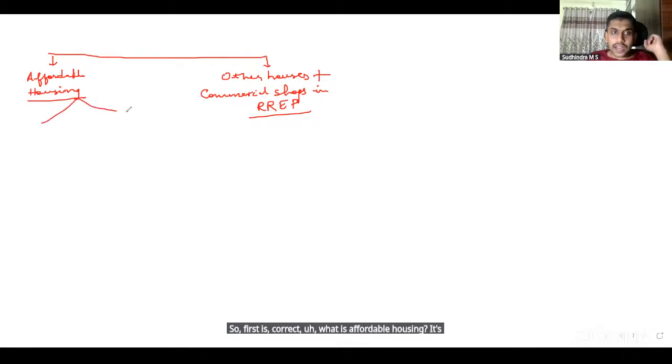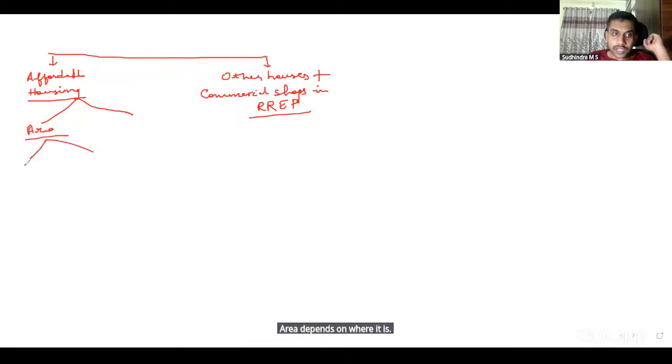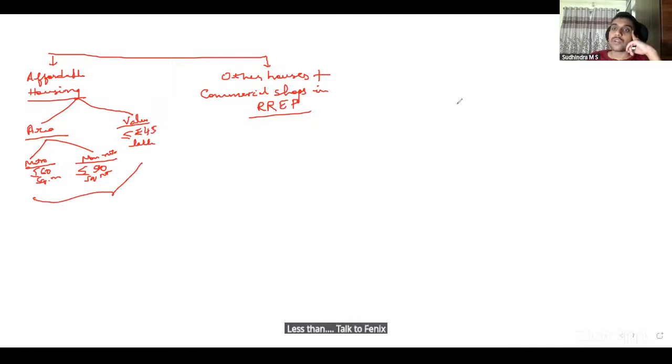It's based on the area and value. Area depends on where it is. If it is a metro city, less than or equal to 60 square meters. Non-metro, less than or equal to 90 square meters. Value, less than or equal to 45 lakhs. Then it is called affordable housing. What is the rate of tax? 1%.